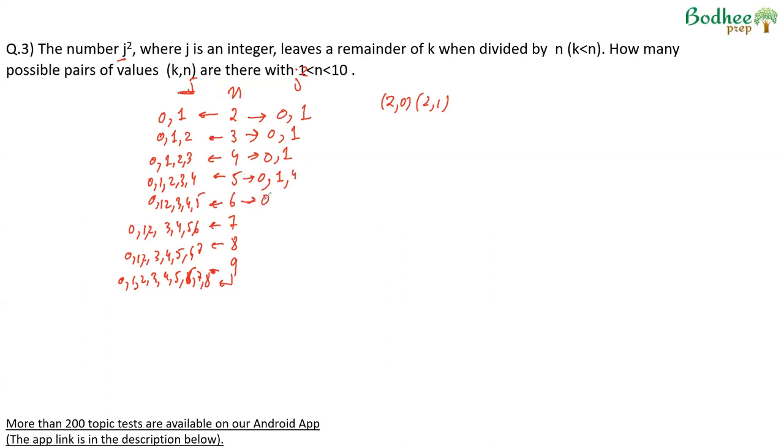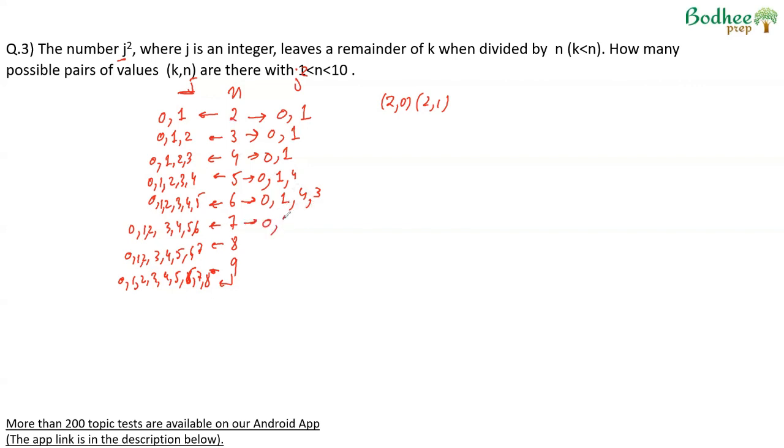With 6, 0 gives 0. 1 gives 1. 2 square, 4 divided by 6 is the remainder of 4. 3 square, 9 divided by 6 is the remainder of 3. 4 square, 16 divided by 6 is the remainder of 4. 5 square, 25 divided by 6 is the remainder of 1, which is already there.